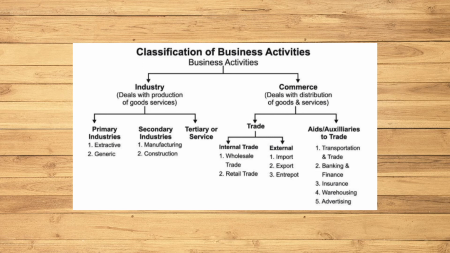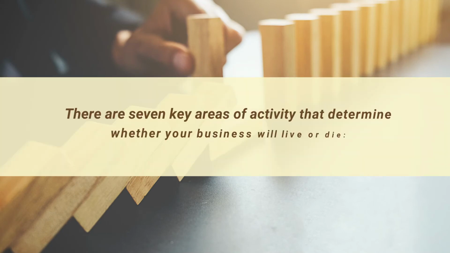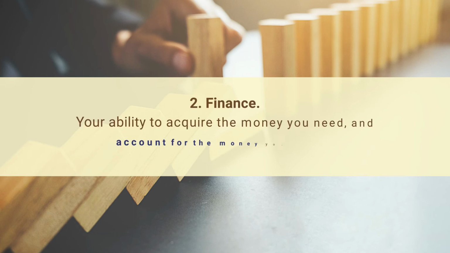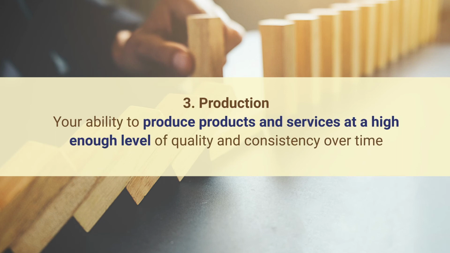Now there are major reasons why businesses fail. There are 7 key areas of activity that determine whether your business will live or die. When you talk about marketing, it is your ability to determine and sell the right products to the right customer at the right time. And your ability to acquire the money you need and account for the money, that is finance. And when you talk about production, it is producing products and services at a high enough level of quality and consistency over time.